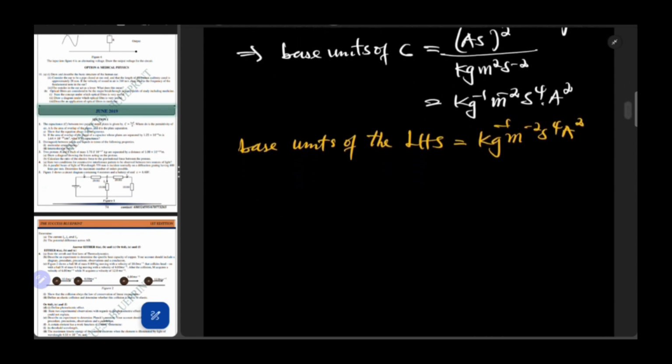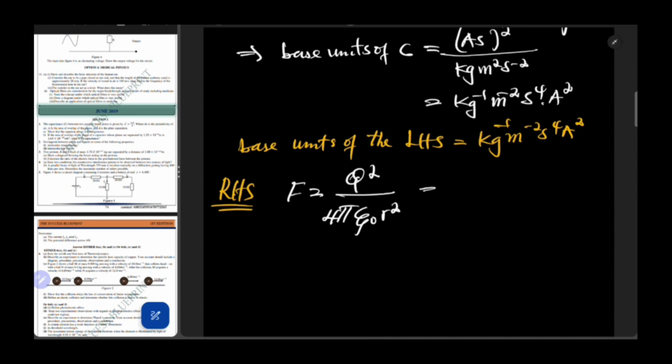Now for the right hand side, we have the following deduction. Using the mathematical statement of Coulomb's law of electrostatics, we have that F is equal to Q squared divided by 4 pi epsilon 0 r squared. That is a situation where the charges are placed in a vacuum or in air. This implies that epsilon 0 will be equal to Q squared divided by 4 pi r squared times F.